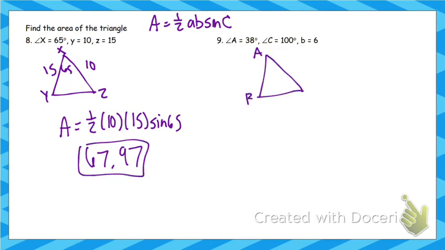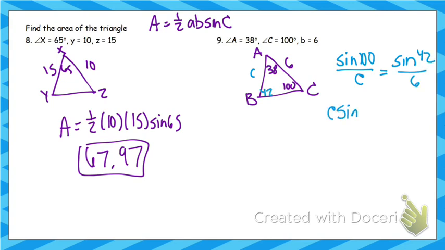All right, let's go ahead and do number 9. Triangle A, B, C. Angle A is 38. Side C is 100. Side B is 6. So I don't have side angle side here. So I need one more side. So let's go ahead then and solve for my missing side. Okay, I'll do law of sines because I know two angles. So sine 100 over C is going to equal sine of angle B. Let's figure out what that is. 180 minus 100 minus 38 is 42.